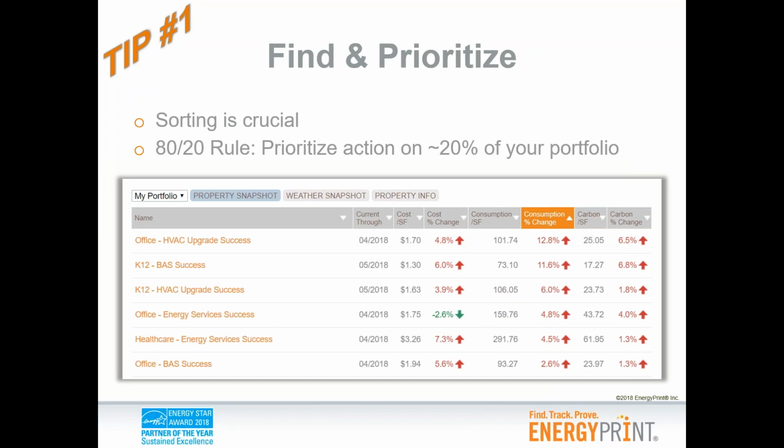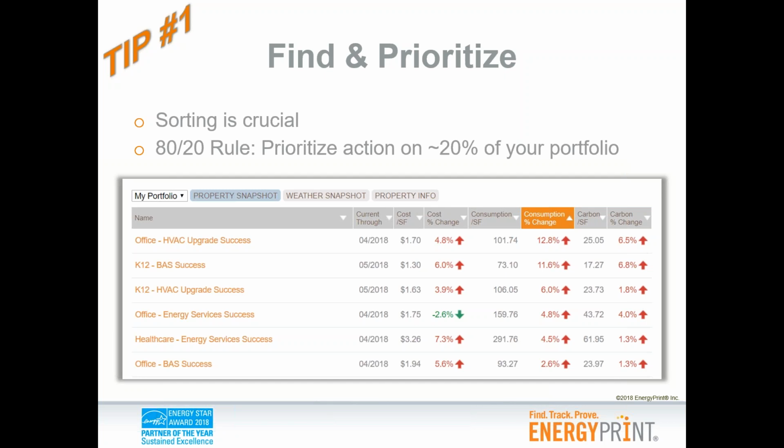Now let me provide you with a brief recap of each one of our utility dashboard tips and tricks. Our first set of tips revolved around finding and prioritizing your buildings for analysis. Here, we learned that sorting is crucial to your success. Sorting can be made most effective in 3 ways.